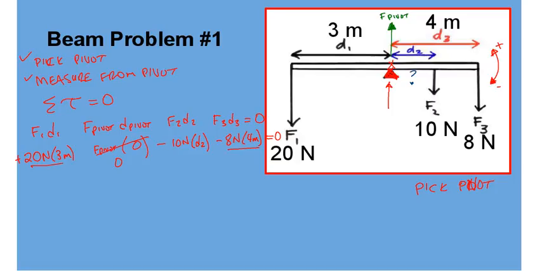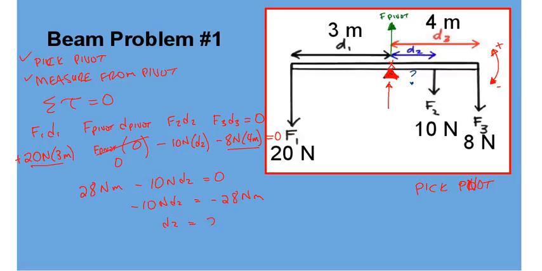20 times 3 minus 8 times 4 gives me 28 over here. That would be in Newton meters. And then minus 10 newtons times D2 equals 0. Let's subtract the 28 from both sides. You can see when I divide by the 10 newtons that D2, negative divided by negative, would be positive.